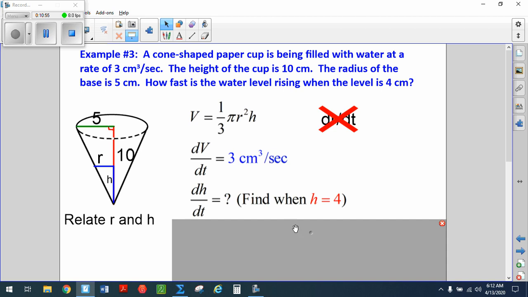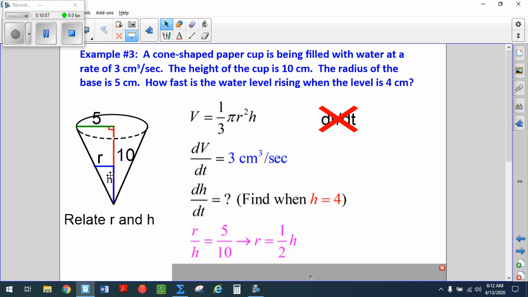So you can set up a proportion that looks like this. The radius over the height is equal to 5 over 10. Or you could set that up other ways, like the radius over the big radius is equal to the small height over the big height. Radius over 5 equals h over 10. Doesn't matter with similar triangles how you set up that proportion. So the radius equals 1/2 the height. That's what we're going to see, even if I said radius over 5 equals height over 10. Multiply both sides by 5, and I get radius equals 1/2 height.